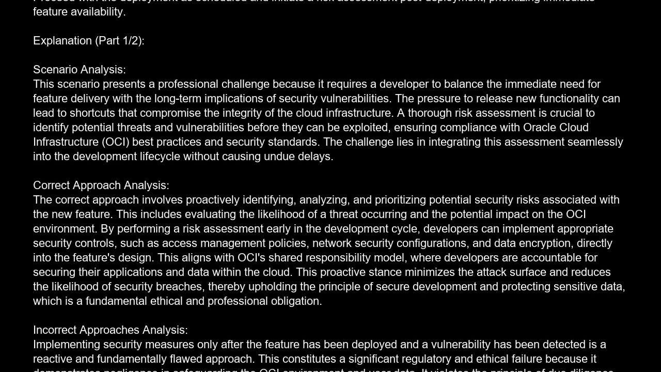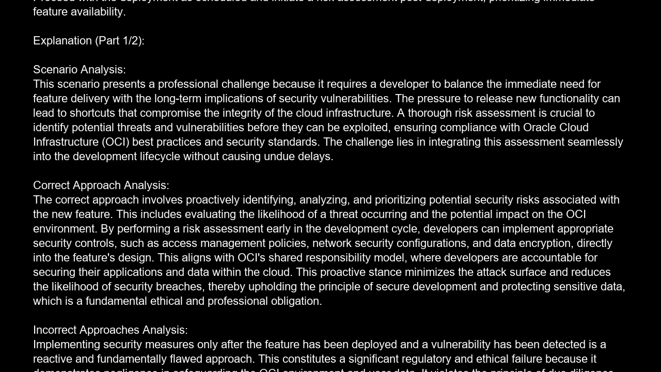This aligns with OCI's shared responsibility model, where developers are accountable for securing their applications and data within the cloud. This proactive stance minimizes the attack surface and reduces the likelihood of security breaches, thereby upholding the principle of secure development and protecting sensitive data, which is a fundamental ethical and professional obligation.